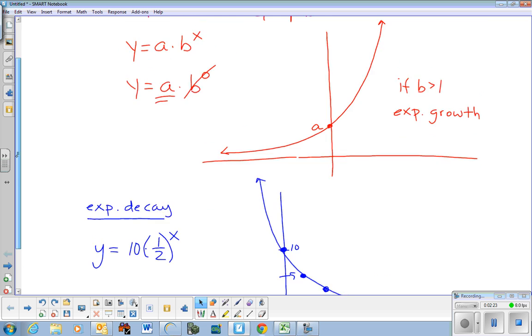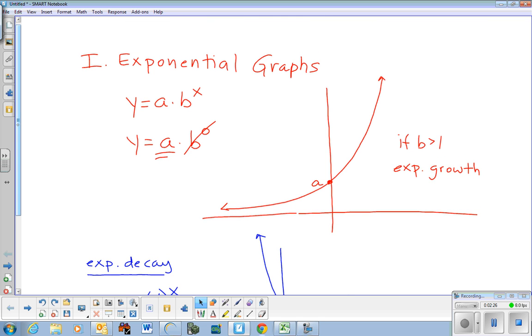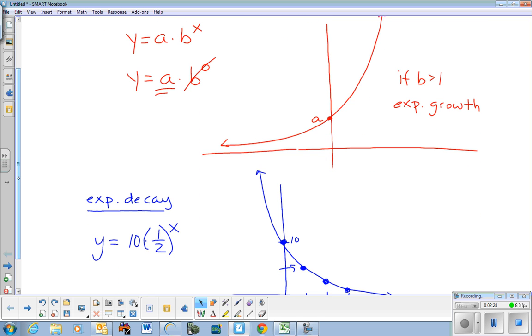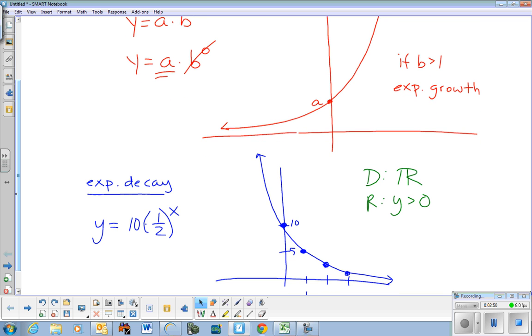But this red one will eventually go all the way to the right, the blue one will go all the way to the left. So the domain is all real numbers for both of these. If you don't know already, this R with 2 stumps, that means all real numbers. The range is anything above the y-axis. So we could say y is greater than 0. Exponentials, unless you transform the equations with a negative sign, always exist above the axis.